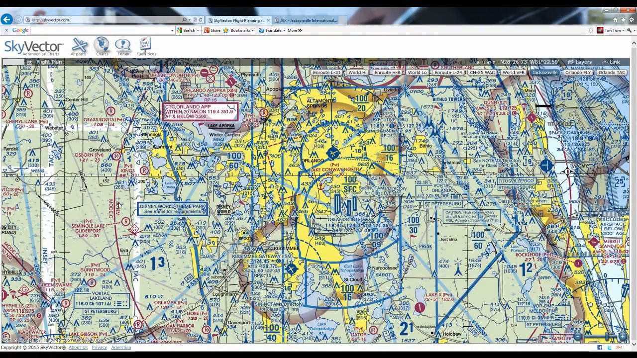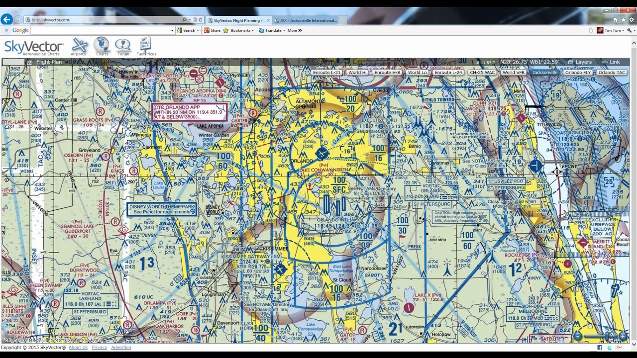And the Mode C veil, in case you're wondering, goes up to 10,000 feet. The reason it doesn't go up higher is because if you're in the US, if you're flying above 10,000 feet, you have to have a Mode C transponder anyway.